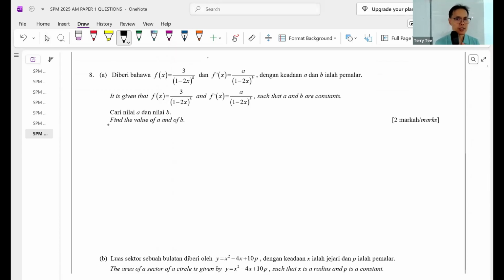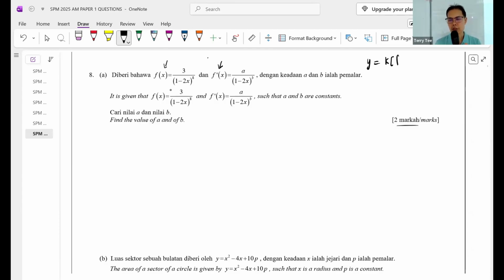Here we notice you're given f(x), you're given f prime x. You're supposed to find the value of A and B. It's 2 marks, so 1 mark for A, 1 mark for B. But I personally prefer to differentiate using the fast way. But for those who don't know about the fast way, let me show you 2 different methods.